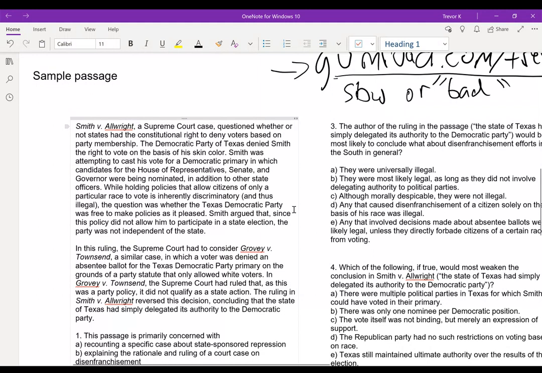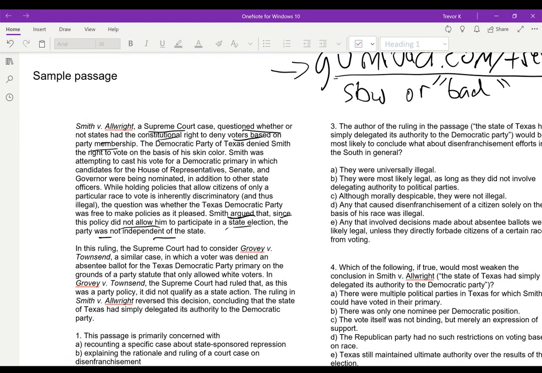So we're going to first start by skimming it, as that is the first step in our process. So, sample passage. Smith versus Allwright, Supreme Court case, question whether or not states had the constitutional right to deny voters based on party membership. Smith argued that since the policy did not allow him in a state election, the party was not independent of the state. So we've already got our main idea of the first paragraph.